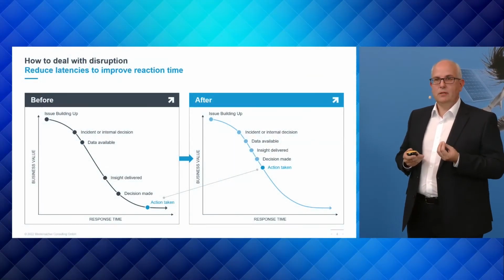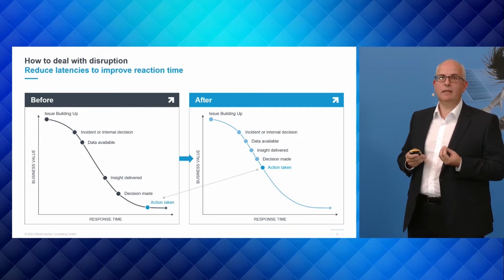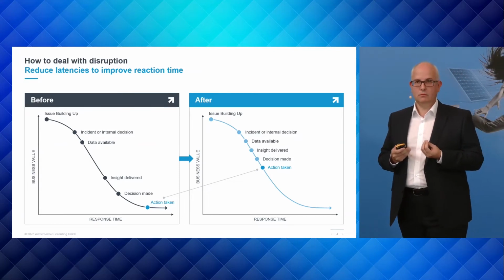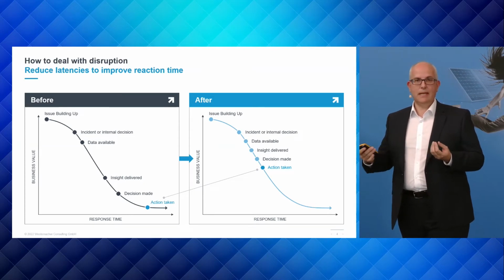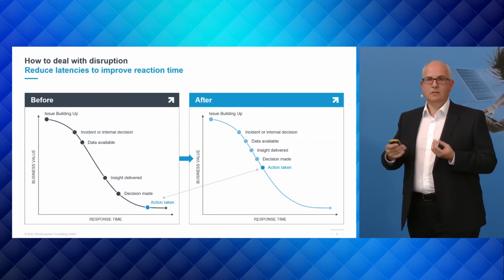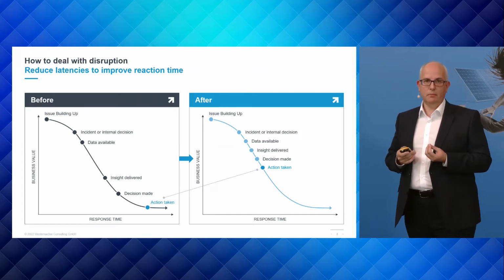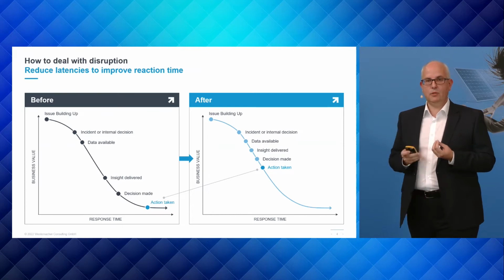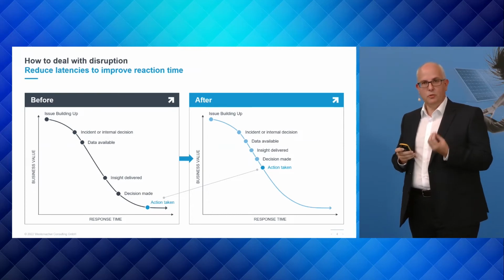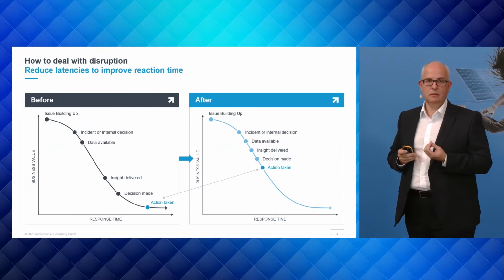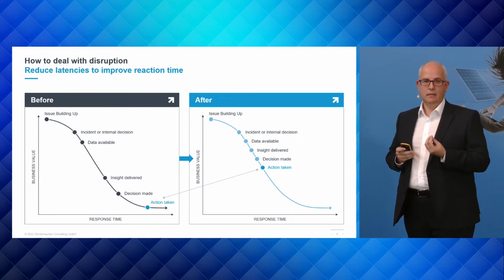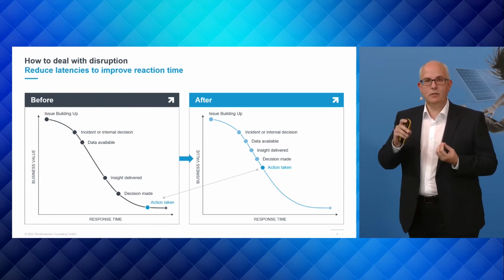So one thing is to understand your risk. The other thing is to understand that you have an issue. Here we are talking about latency. How long is it going to take me to get the information, to figure out that there's an issue building up, and to highlight that yes, I do have an incident? Once you understand that you have an incident, you also need to collect the data. You need to understand the problem, and you need to make a decision. Once you have the insight, you need to make a decision, and then you can put an action in place.